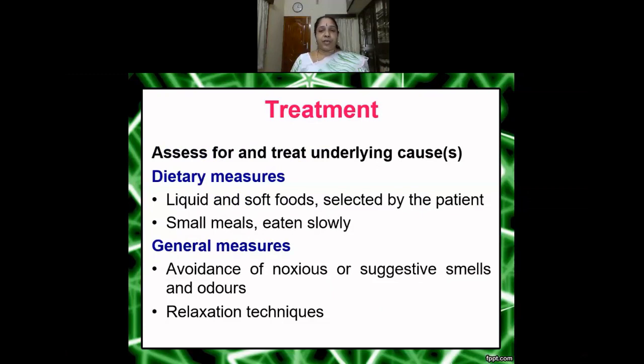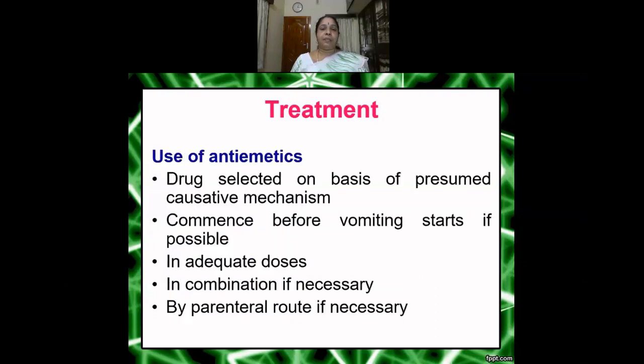What can we do for such patients who are experiencing nausea and vomiting? The treatment options are: first, assess the cause and try to treat the cause. The dietary measures: since they are vomiting, there will be loss of plenty of fluids from the body, and therefore liquid foods and soft foods can be given, small meals can be given, and the patient should be advised to eat slowly. General measures include avoidance of noxious or suggestive smells and odors. The patient should not be exposed to abnormal smells, sights or odors. Relaxation techniques can be taught to such patients.